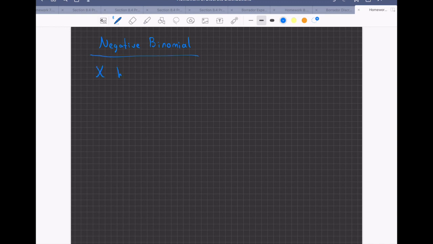We say that x has a negative binomial distribution if its probability distribution or probability mass function is given by f(x; r, p) equals x plus r minus 1 choose r minus 1, p raised to the r times 1 minus p raised to the x, for x equal to 0, 1, 2, and so on.